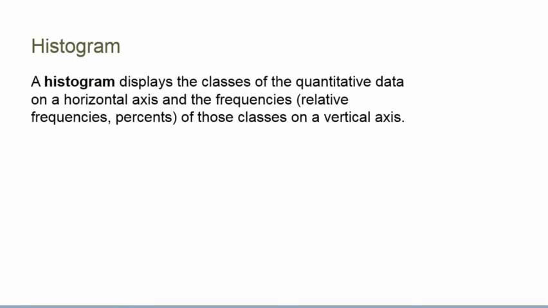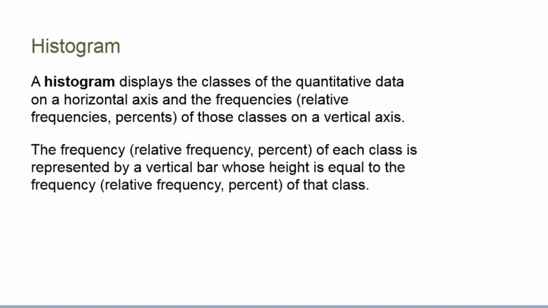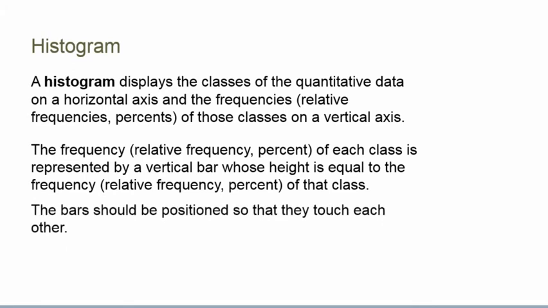Histogram. A histogram displays the classes of the quantitative data on a horizontal axis and the frequencies or relative frequencies or percents of those classes on a vertical axis. The frequency, relative frequency, or percent of each class is represented by a vertical bar whose height is equal to the frequency, relative frequency, or percent of that class. The bars should be positioned so that they touch each other.